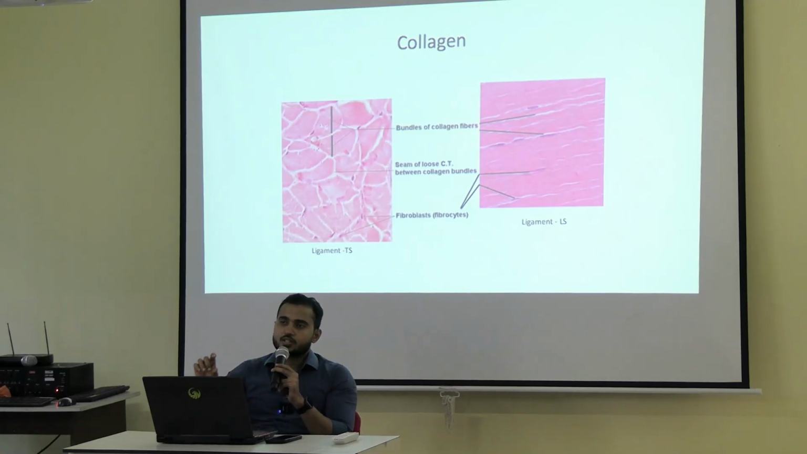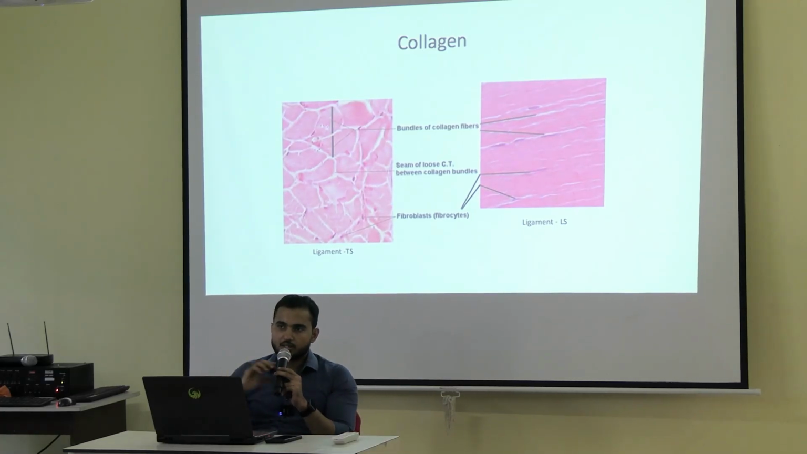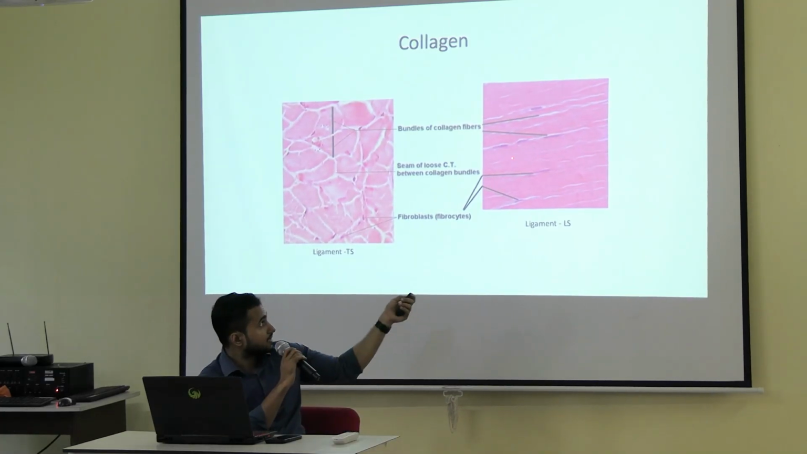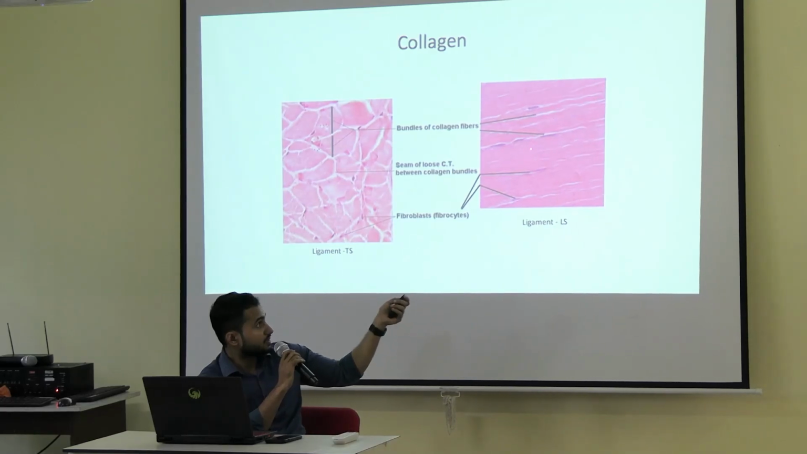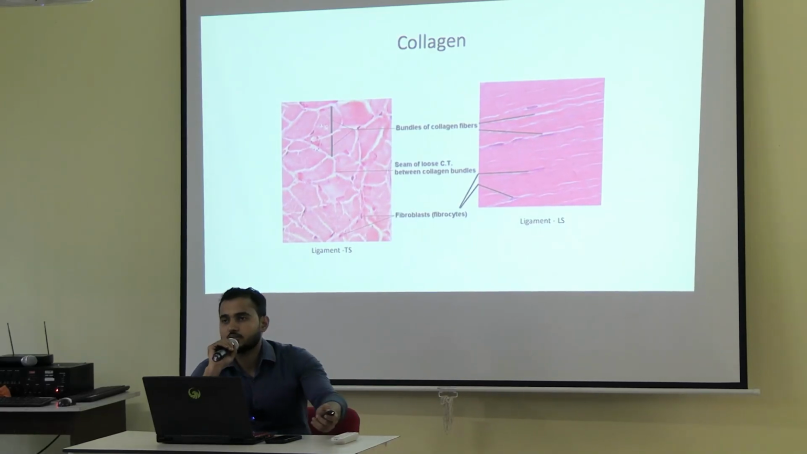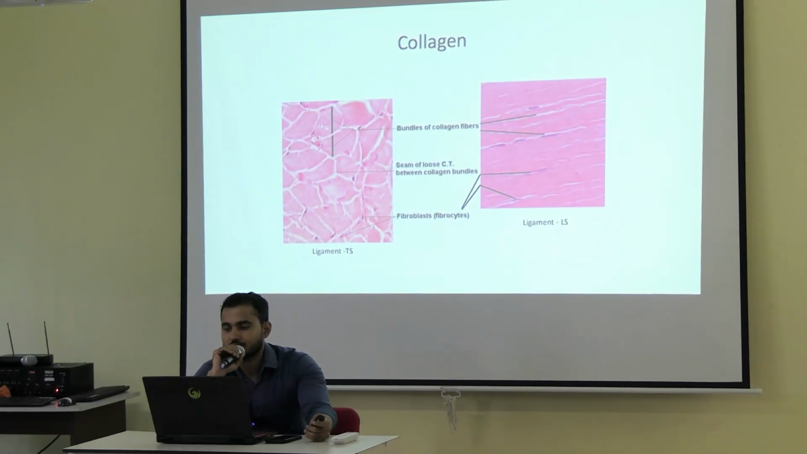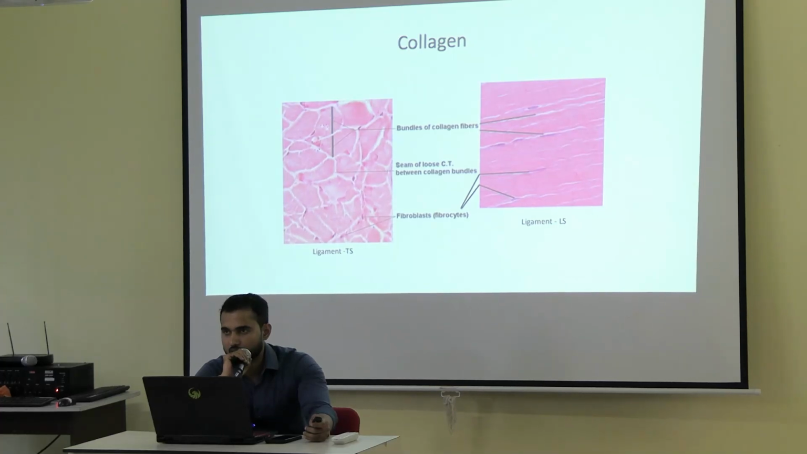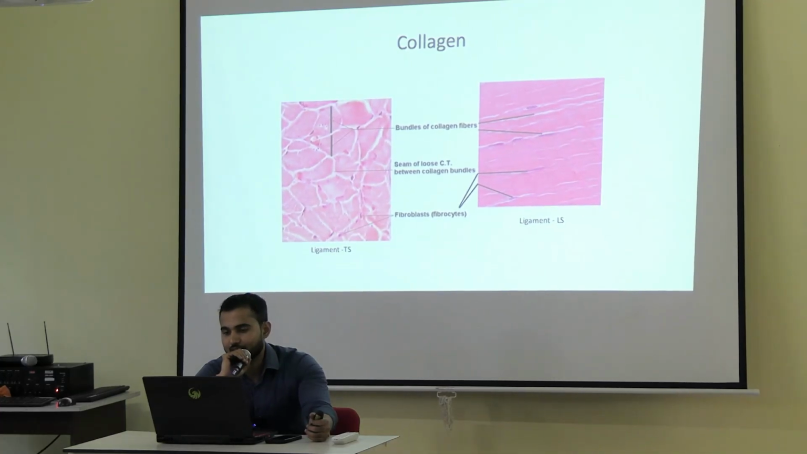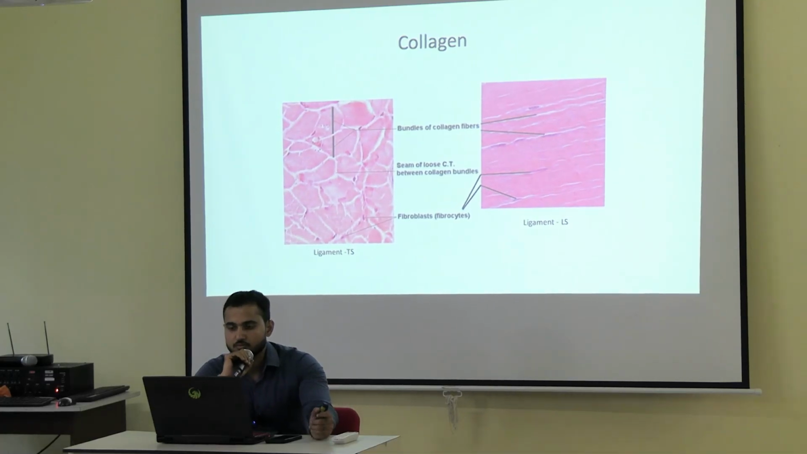So as I have mentioned, collagen fibers are always in bundles. You can see in the LS these are the bundles of collagen fibers. Okay, and in between the bundles you can see some cells, fibroblast cells are present. So it is a part of ligament, that's why cells can also be seen.